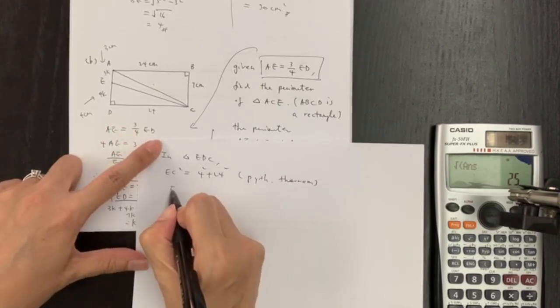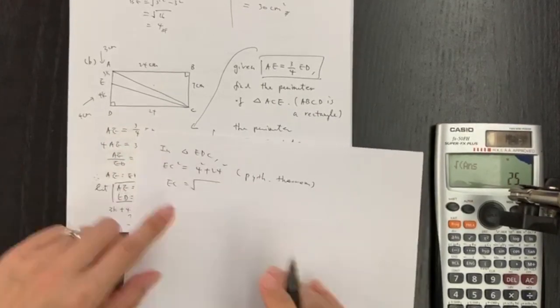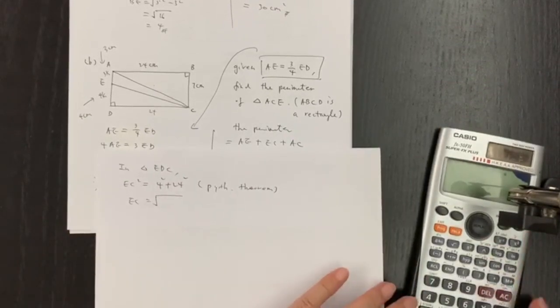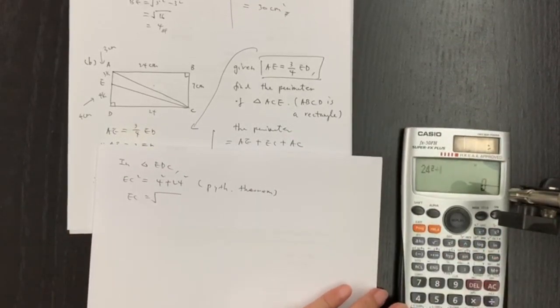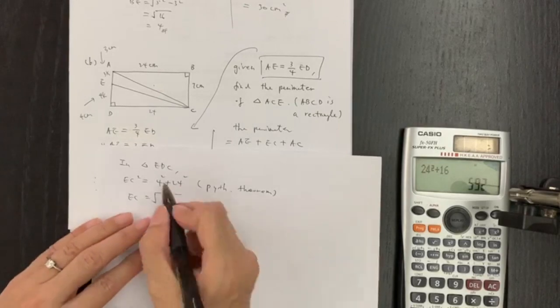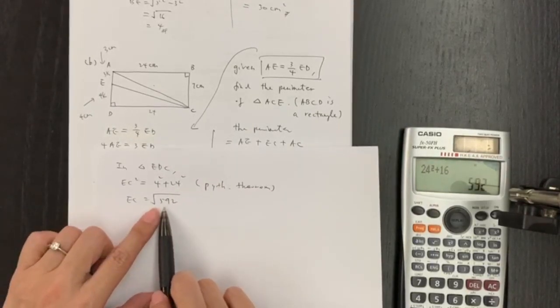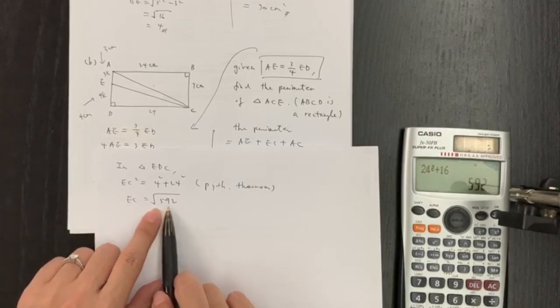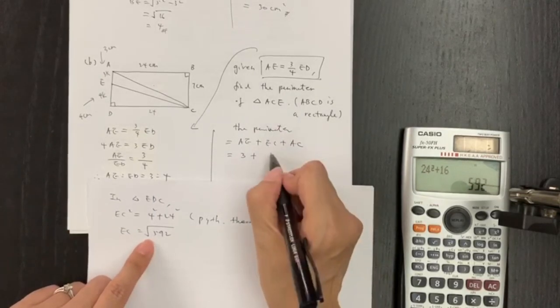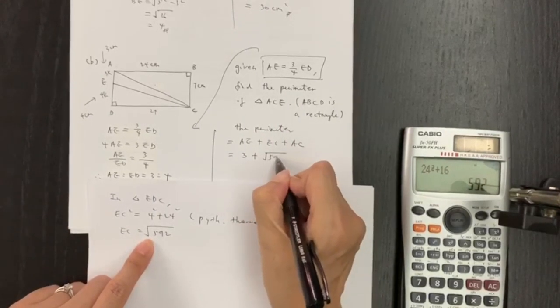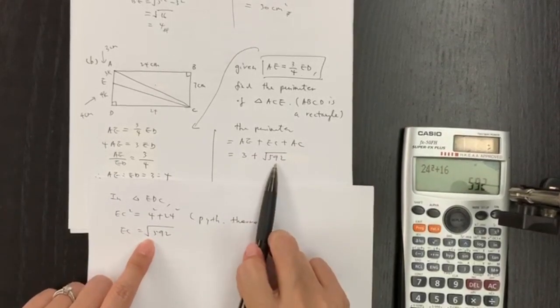How do we find EC? Again, we take square roots. What do we have inside? That will be 24 squared plus 16, which is 592. No need to work out the exact answer at this stage. Take that in square roots to work out the final answer later.